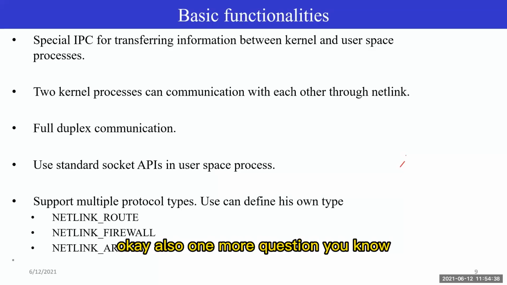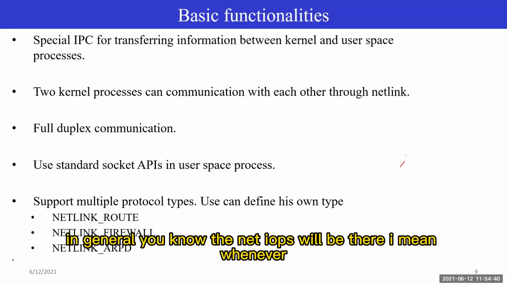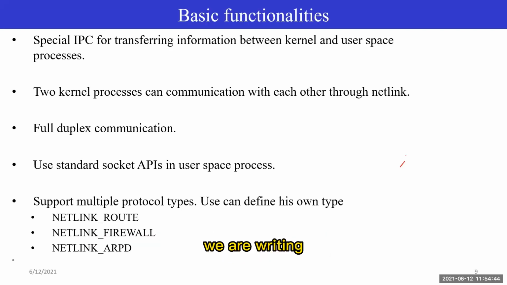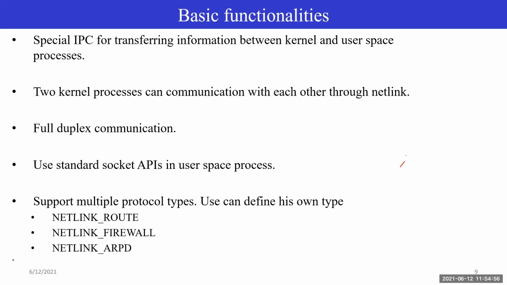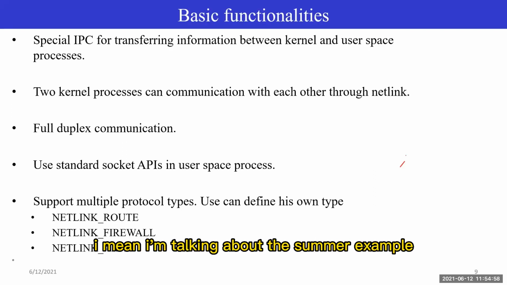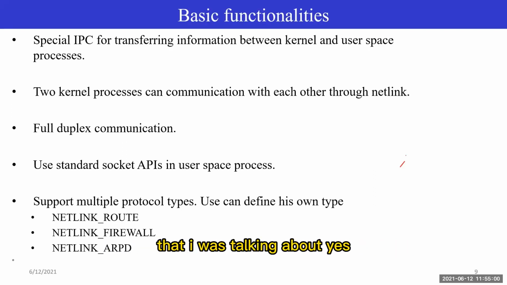Okay. Also, one more question. In general, the IOPS will be there, whenever we are writing to the disk or something like that. So how does this Netlink improve the IOPS? I mean, it will be the same, right? So sometimes, disk is very, I mean, are you talking about the Samba example that I was talking about? Yes. No, I am just giving you one example.